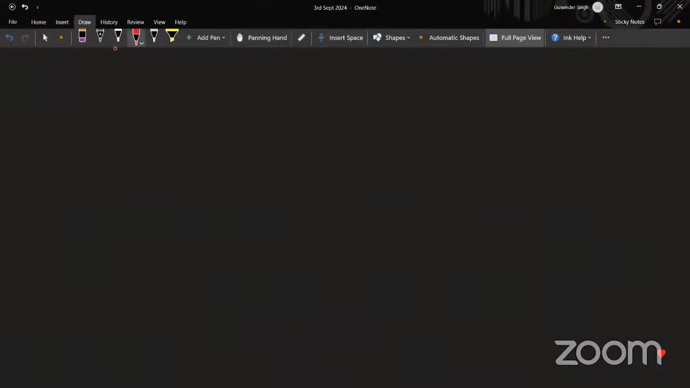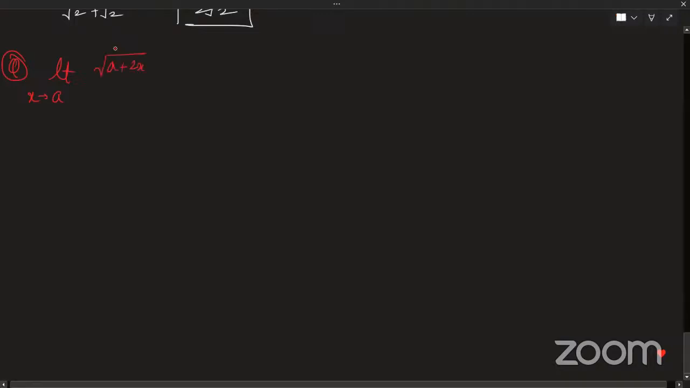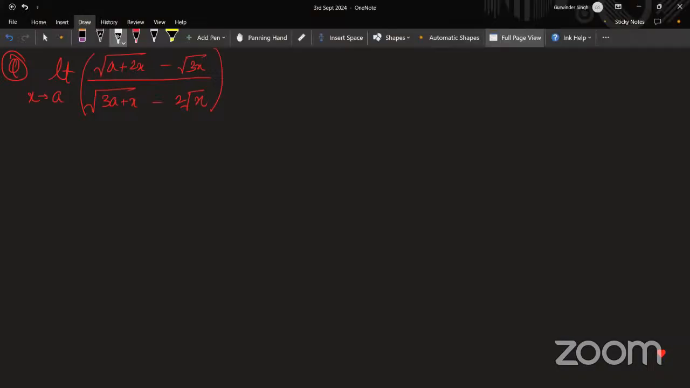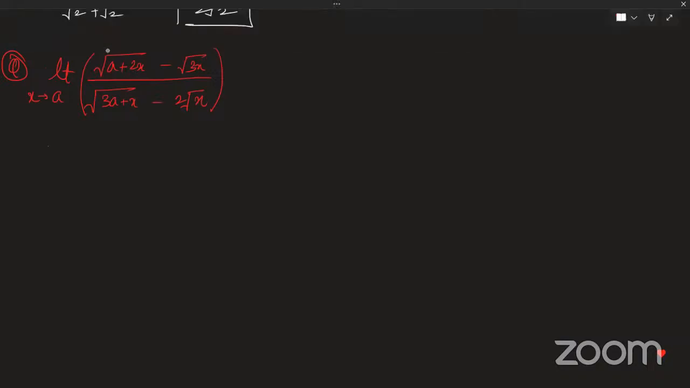So, just this similar question. Limit x tending to a, where a is any constant value, of under root a plus 2x minus under root 3x, whole divided by under root 3a plus x minus 2 square root x. How would we do this? Can anyone tell me? Rationalization. How should we rationalize this?